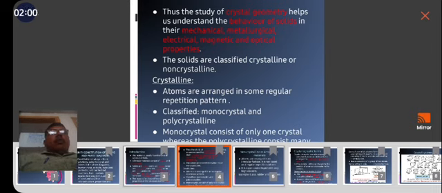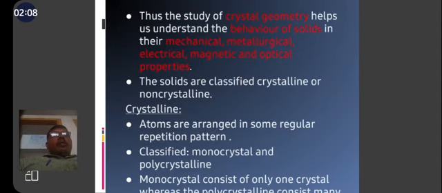First, we have to see about the crystalline. In crystalline solids, atoms are arranged in some regular repetition patterns. They are classified as monocrystal and polycrystal. Monocrystal consists of only one crystal, whereas polycrystalline have two or many crystals.